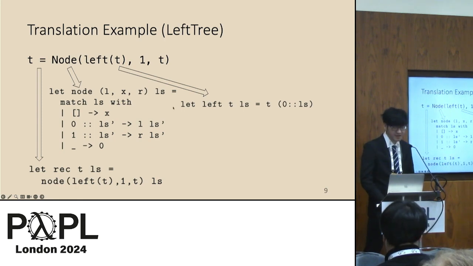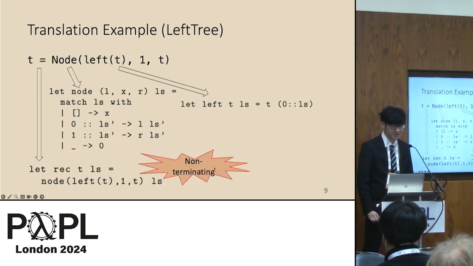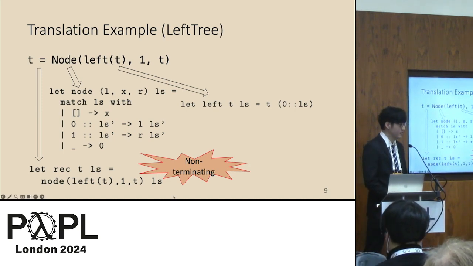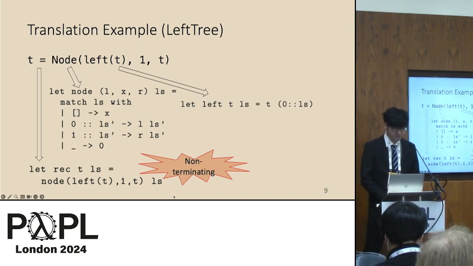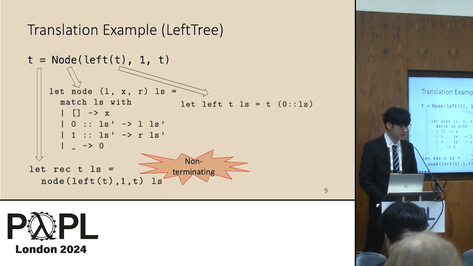The destructor left is translated into this function. It extends the path by integer 0. And we can verify the non-termination of the function t. So our method can verify the non-productivity of the left tree.